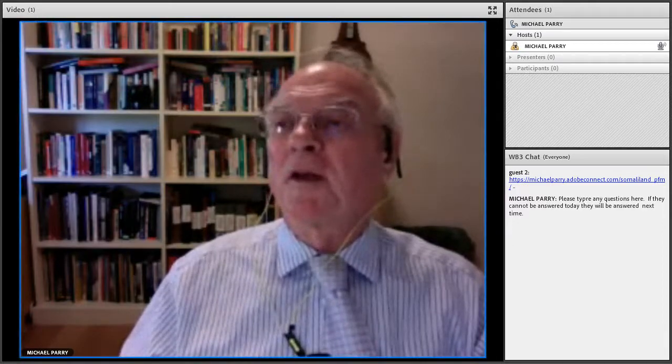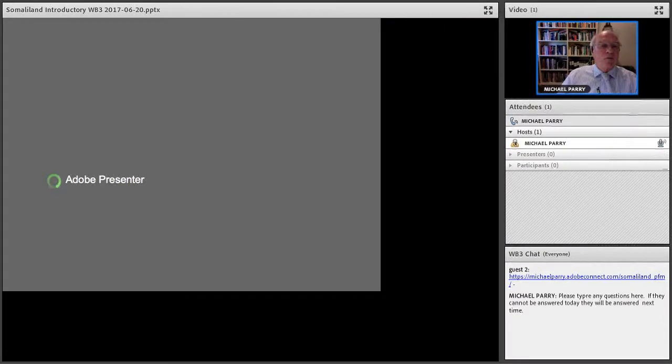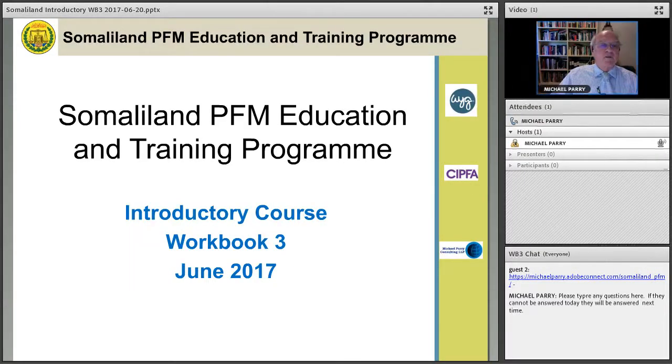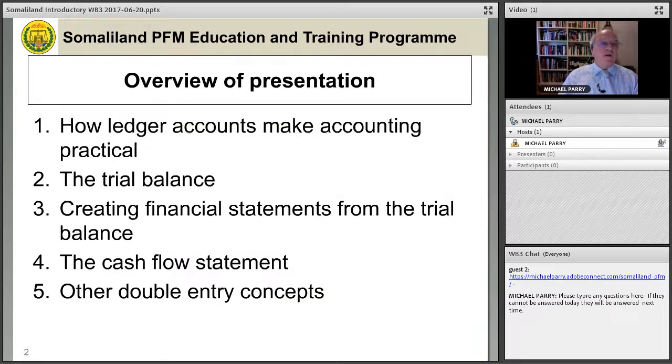Let's get on with looking at Workbook 3. Workbook 3 gets more complicated than the previous workbooks. And it covers quite a number of different areas. First of all, how ledger accounts make accounting practical, and then from those the trial balance, and then creating financial statements from the trial balance. And then fourthly, the cash flow statements, and 5 other double entry concepts.